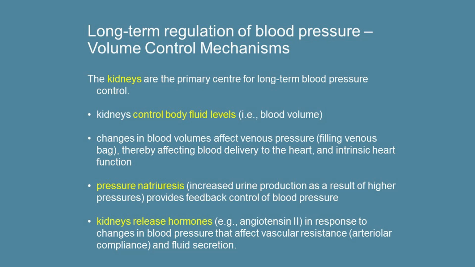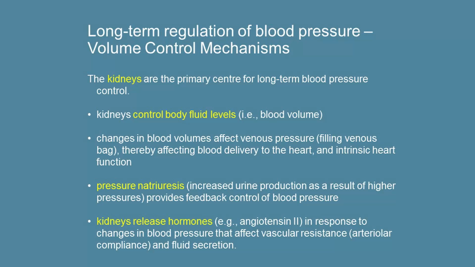Kidneys also contain the machinery to produce a number of important hormones that are key to blood pressure regulation. In a separate video, I discussed the renin, angiotensin, and aldosterone system and its role in blood pressure control. So I'll save that for that video.